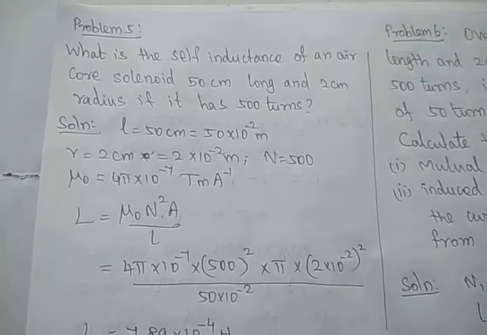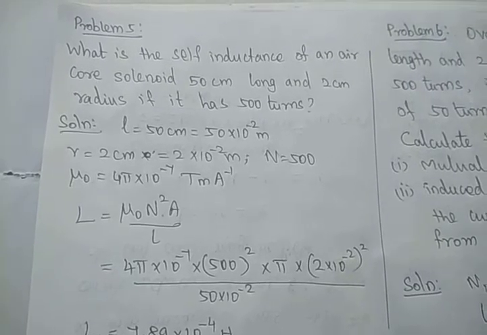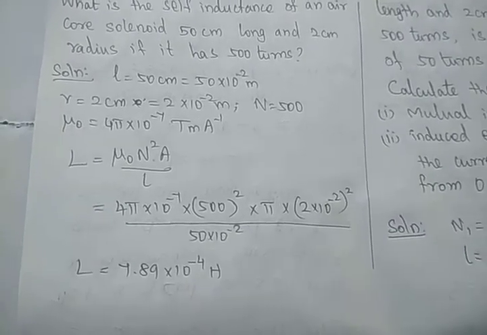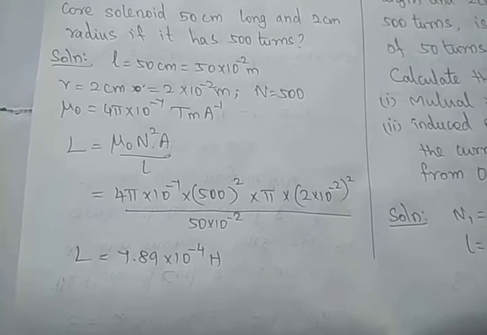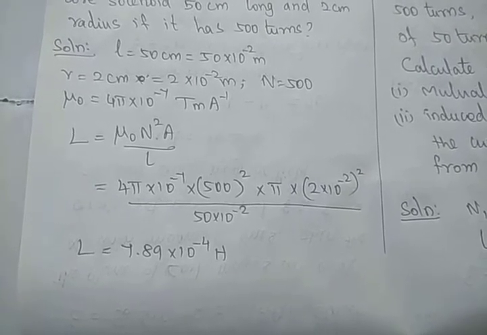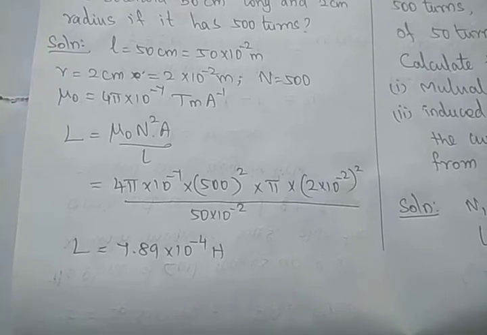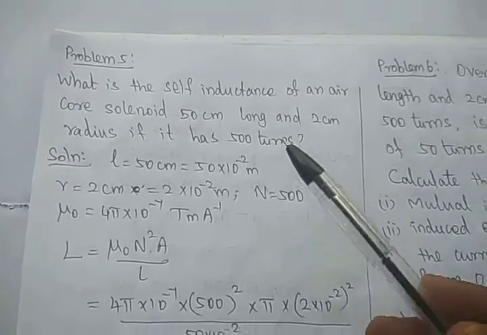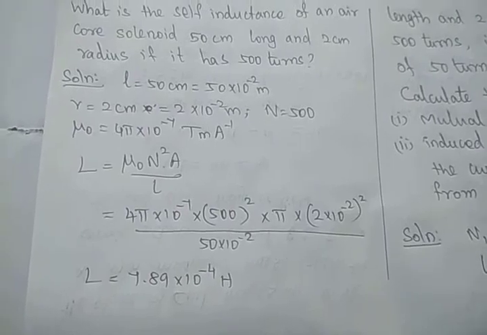So the self-inductance L is equal to mu naught N squared A by l. So directly you substitute all the given values, we arrive at the solution. L is equal to 7.89 into 10 power minus 4 Henry. So dear students, this is a direct self-inductance problem.